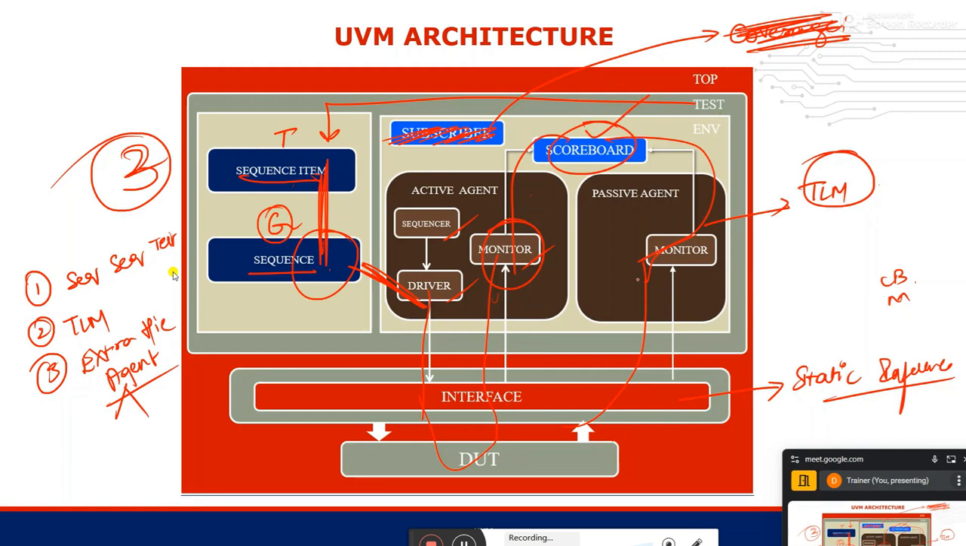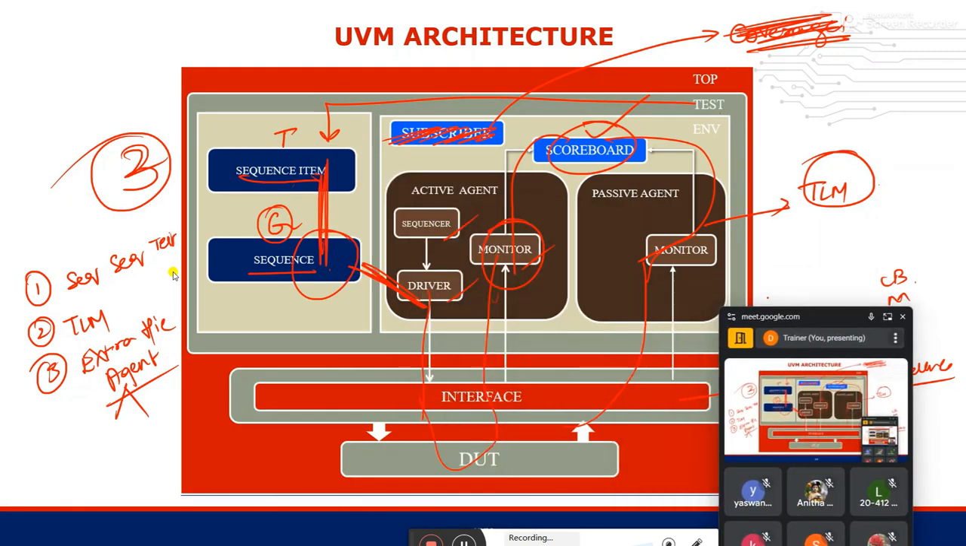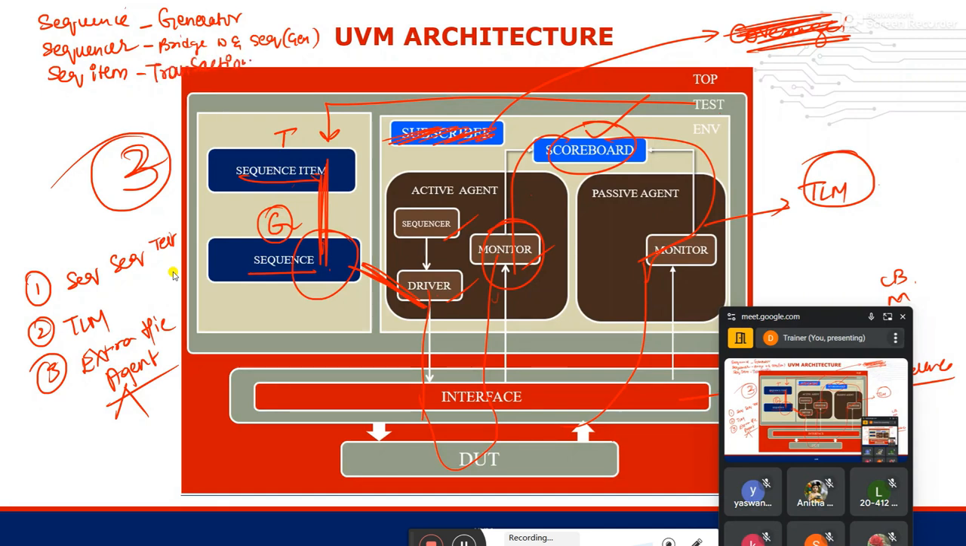Okay, yes. And one more thing I will repeat again: sequence, sequencer, and sequence item, these three are different. Sequence means it's a generator. In SV we call it a generator, correct? Sequencer means it's a bridge between the driver and the sequence, I mean the driver and the generator. Sequence item means it's a transaction. Okay, so these are the three differences that you are supposed to make a note of.